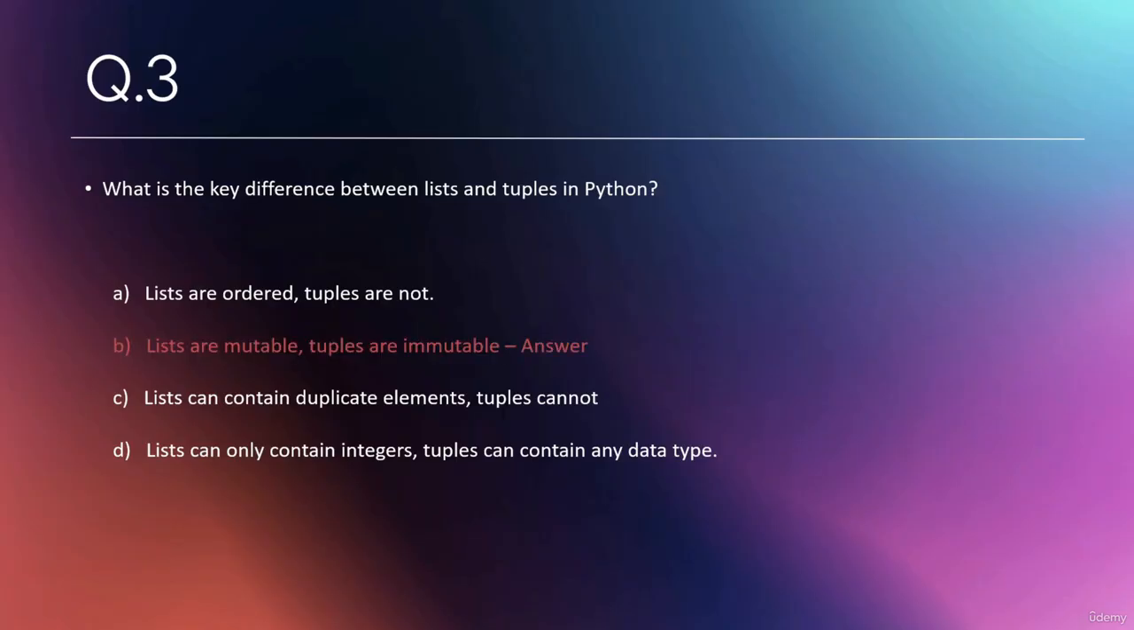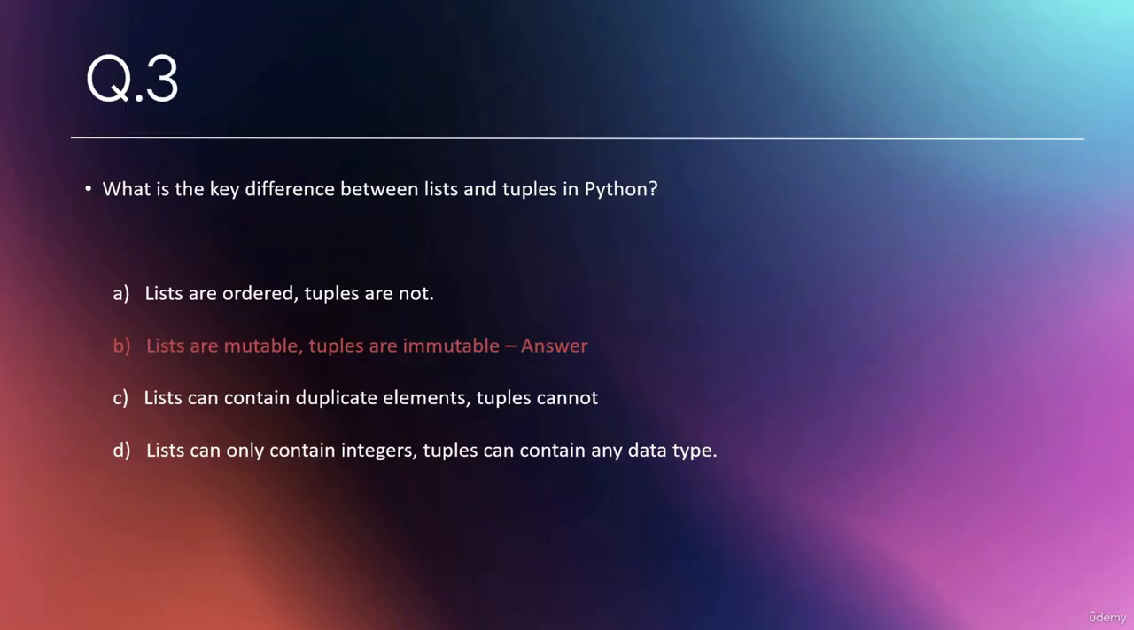The correct answer is that lists are mutable, tuples are not, which means that we can change the list after creating it, add new elements, delete elements, and so on. But we cannot do that with tuples. Once we create a tuple, it has to remain as it is. Option C is also incorrect because tuples can have duplicates but sets cannot. So that is why it is incorrect.